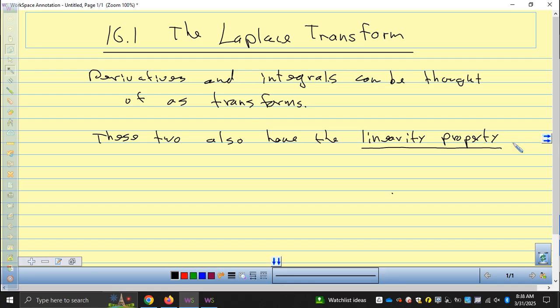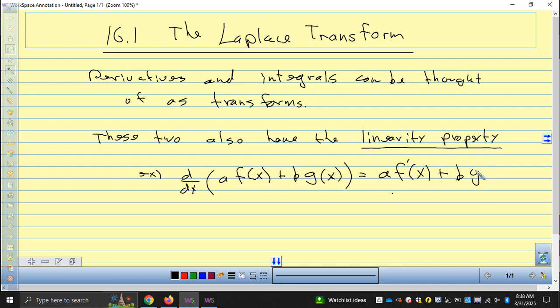That linearity property says that the transform of a linear combination of functions is a linear combination of the transforms. So for example, with a derivative, the derivative with respect to x of a f of x plus b g of x, a linear combination of functions, gives us a f prime of x plus b g prime of x. We get a linear combination of the derivatives.